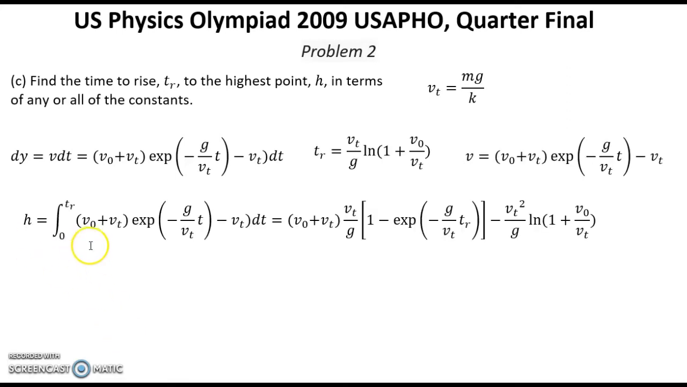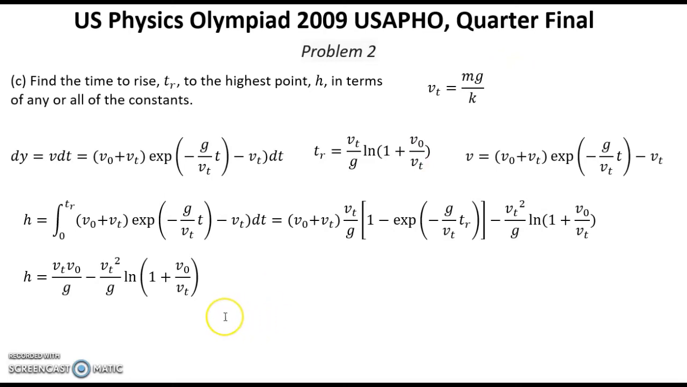Let's do this. This is our calculation. We have height h equal to the integral from 0 to tr of this expression, which will give us this expression. But tr is known, it is this one. So we can insert this tr here and calculate the final result. That will be this one. V terminal equals this one.